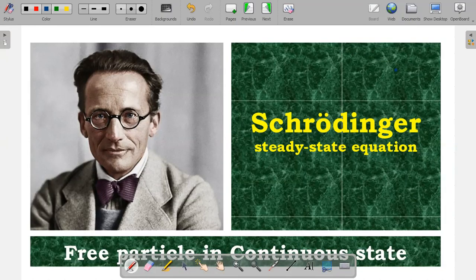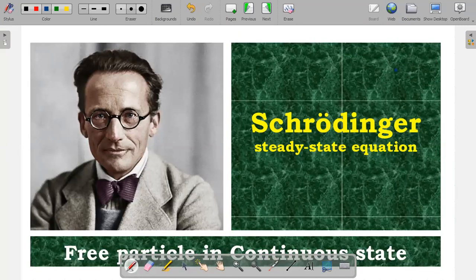Now we will study the free particle in continuous state. I have already explained the general shape of the particle, and this is the simplest one-dimensional problem. It corresponds to potential energy which approaches zero, that is, we can say that V of x equals zero for any value of x.